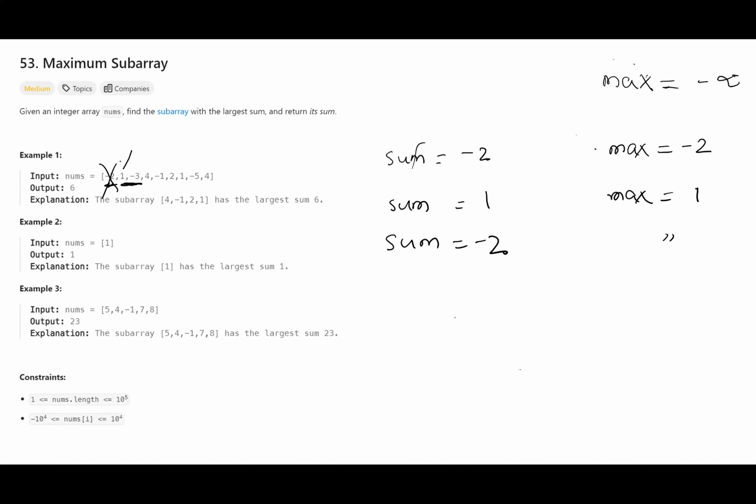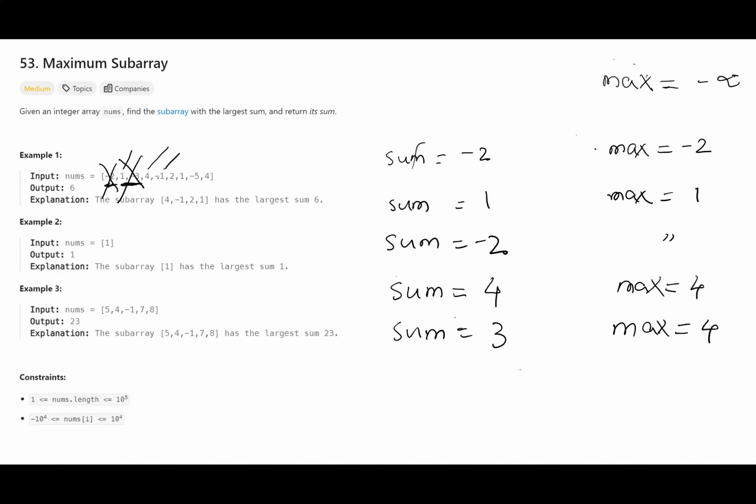And now we discard this part as well, because taking them in the subarray doesn't give me any benefit. Rather, if I start again, there's a chance that I will get a better value. The sum now becomes 4; we start from here, right? The max also gets updated to 4. Then if we add 1, -1, the sum becomes 3. The max still remains 4.